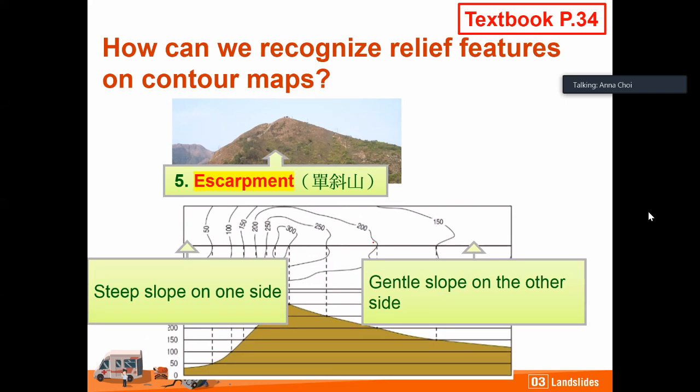Here, the right hand side is gentle and the left hand side is steep. If it is just vice versa, if the left hand side is gentle and the right hand side is steep, it is still an escarpment. So it is not always the same pattern as the example. It can be vice versa. But as long as on a hill, one side is steep and the other side is gentle, then this will be an escarpment.